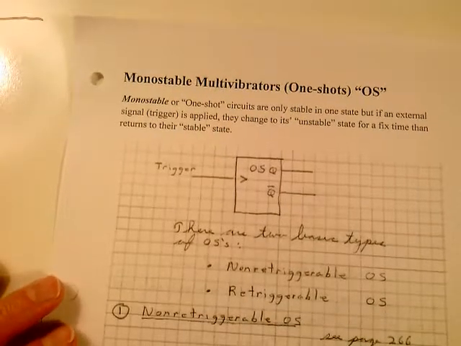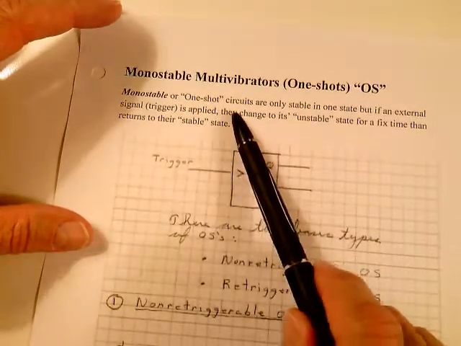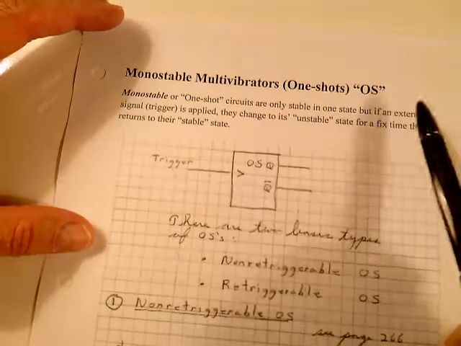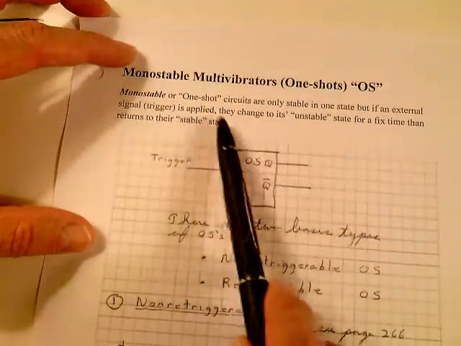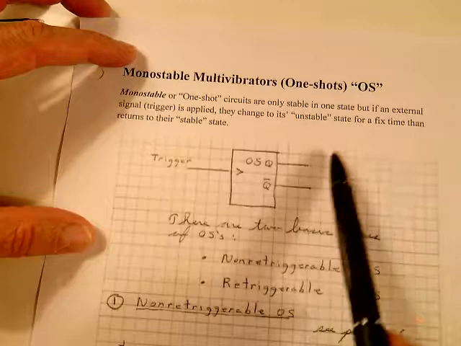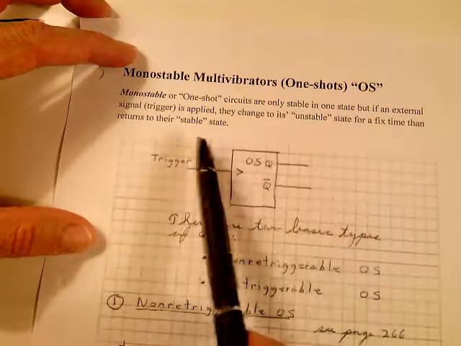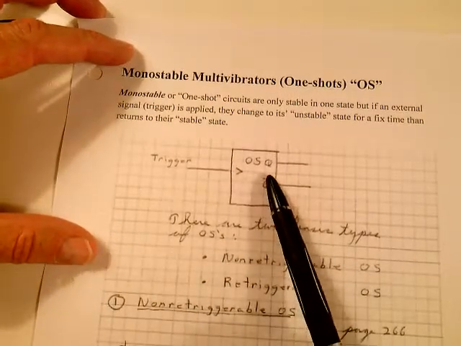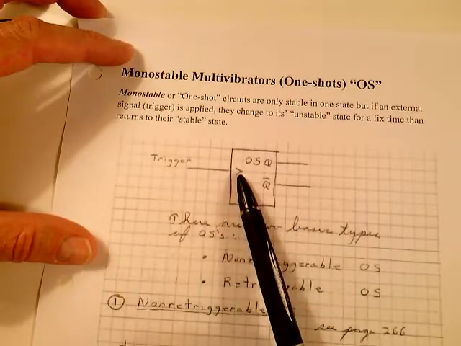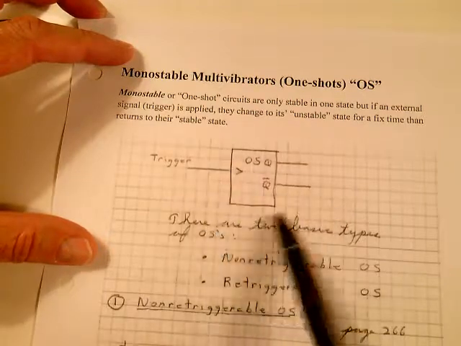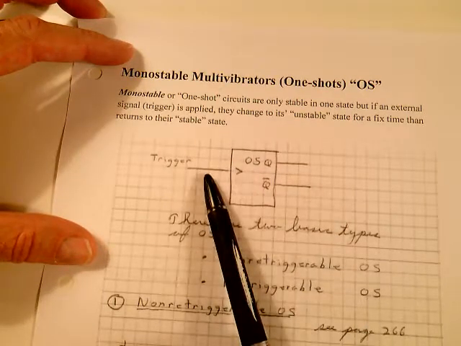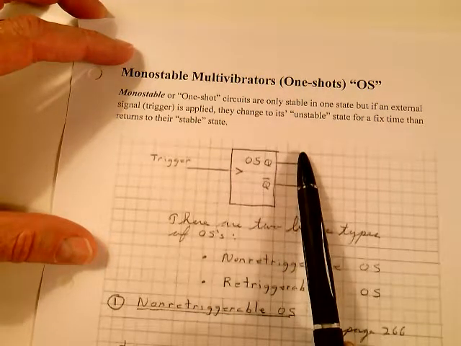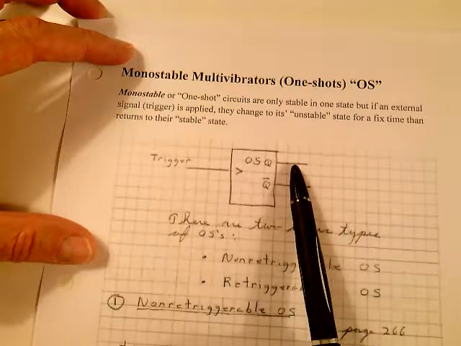On page 189, the monostable or one-shot circuits are only stable in one state. But if an external signal or a trigger is applied, they change to their unstable state for a fixed period of time, and then after that T sub P time period, they return back to their stable state. This is the basic block diagram of a one-shot. Notice as I'm showing a positive edge triggered; they can also be negative edge triggered, but here we're going to look at a positive edge triggered. The trigger comes, and the output is going to go from its stable state to its unstable state for a certain period of time, and then it's going to go back to 0.